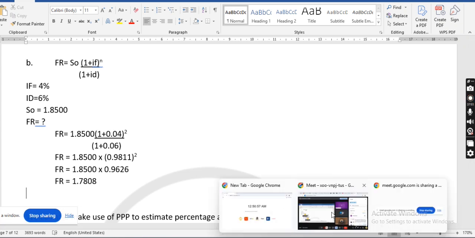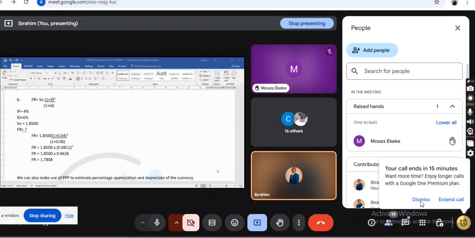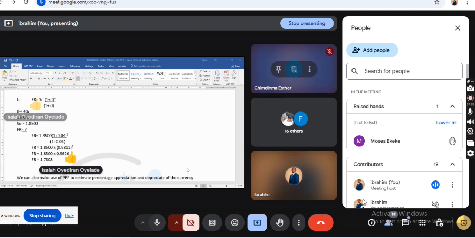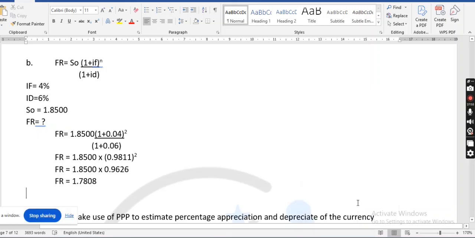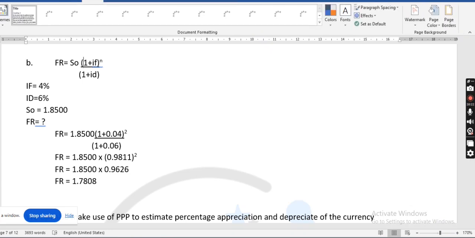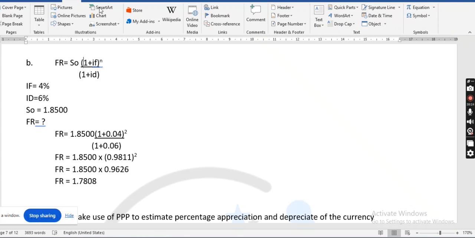Am I communicating? Yes, sir. Okay, Mr. Moses. Good afternoon, sir. My question is about the raise to power, because looking at the brackets you gave, it is raised to power 2. I've mentioned it before: put it, it covers everything. Okay, thank you, sir.